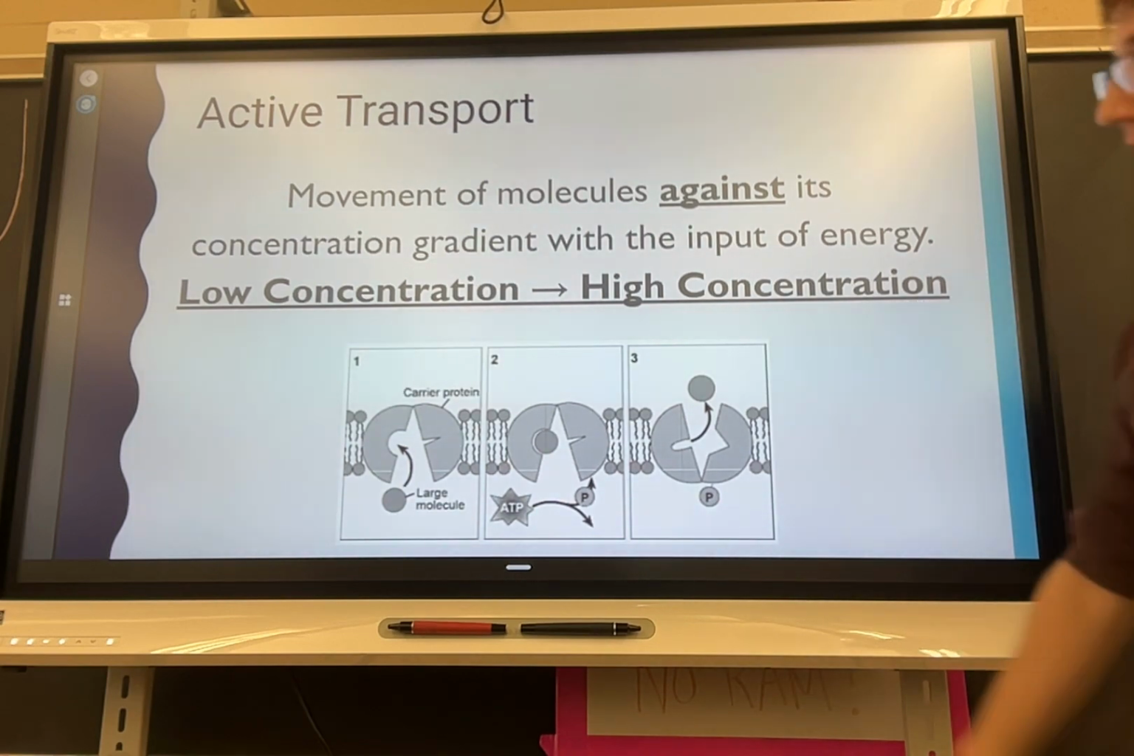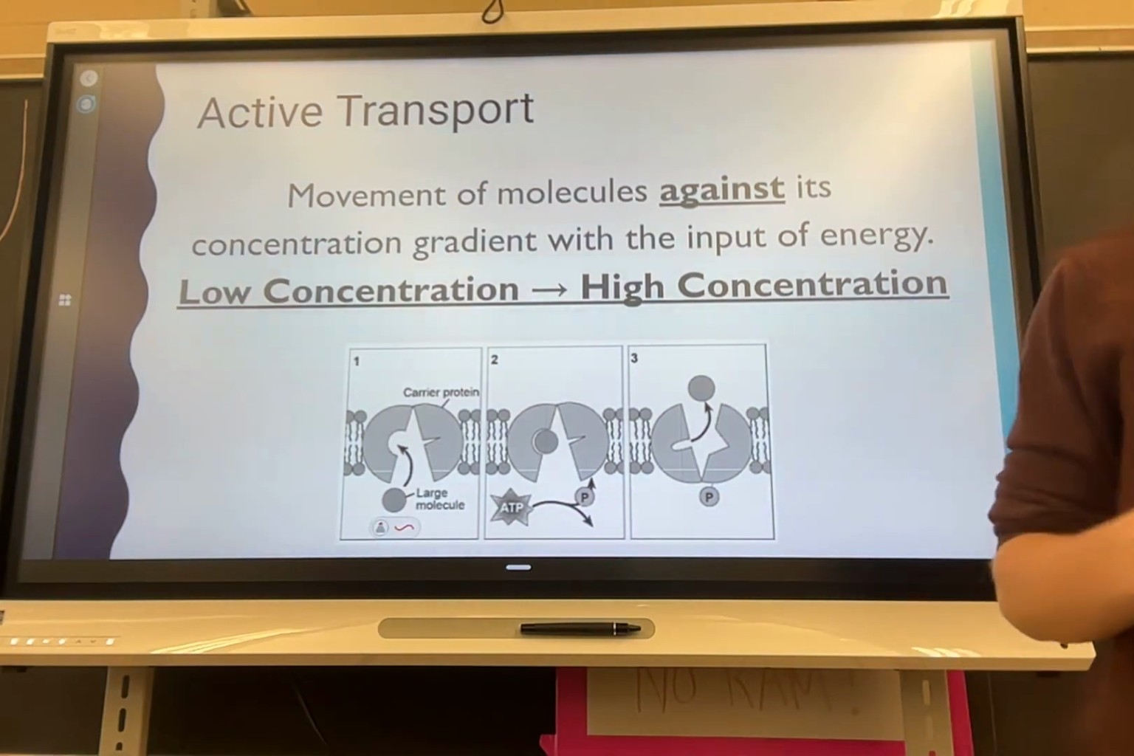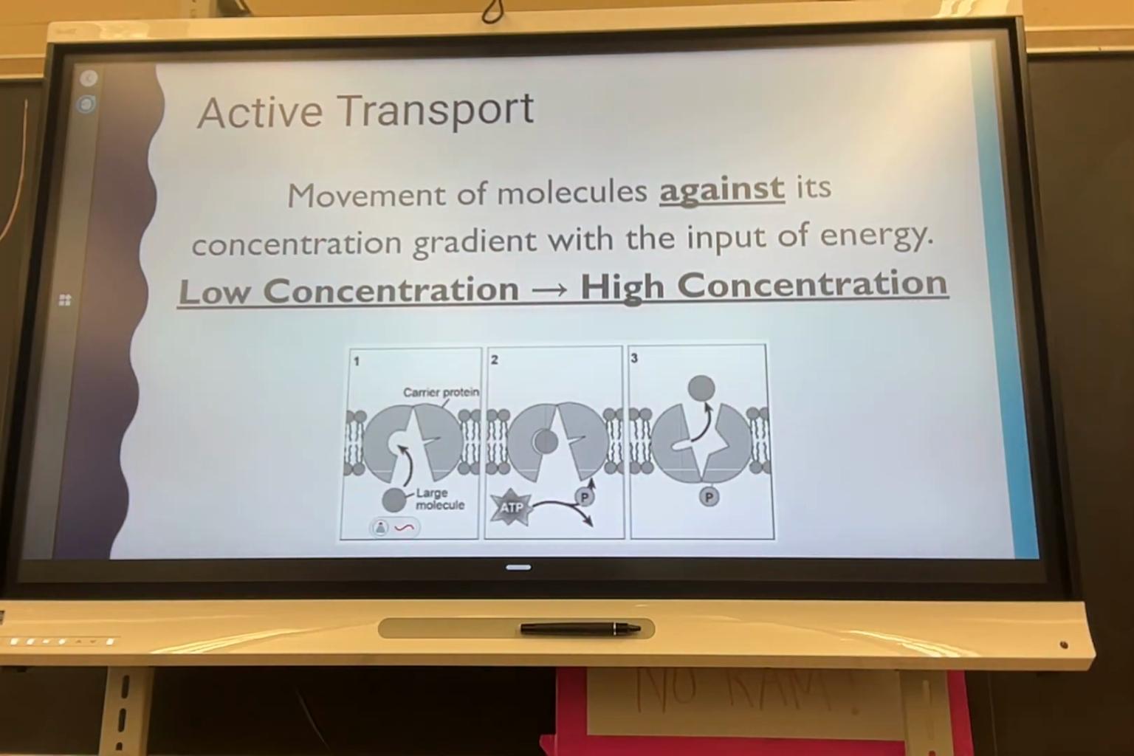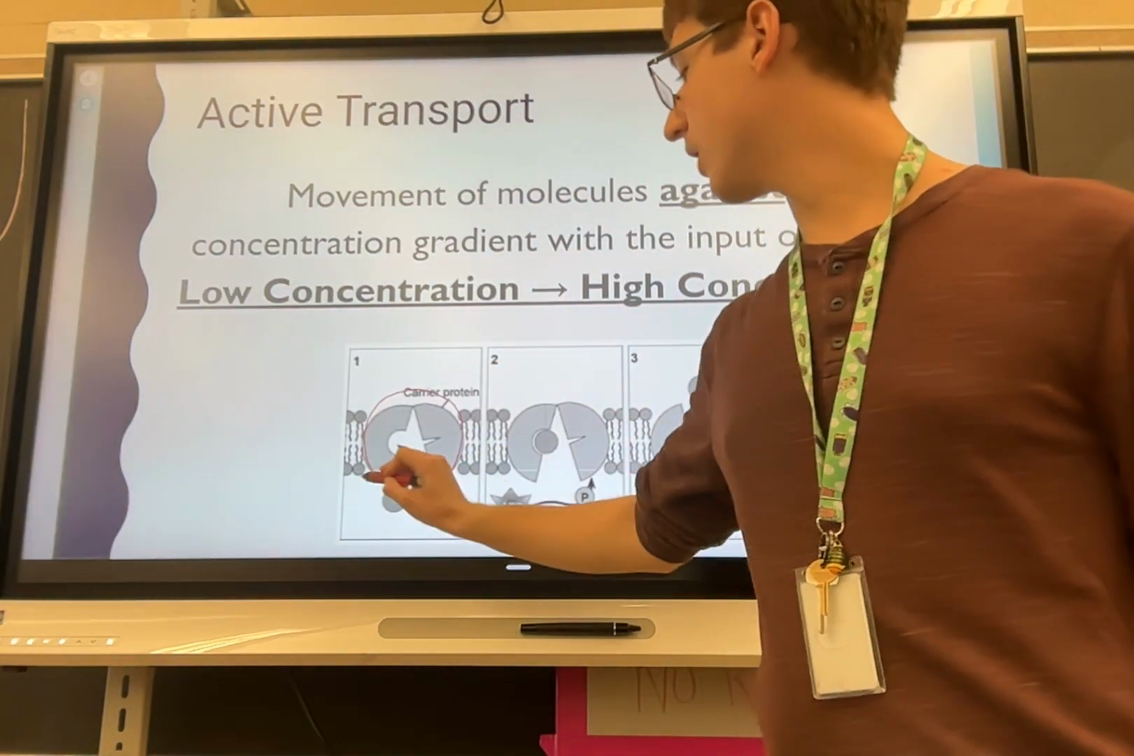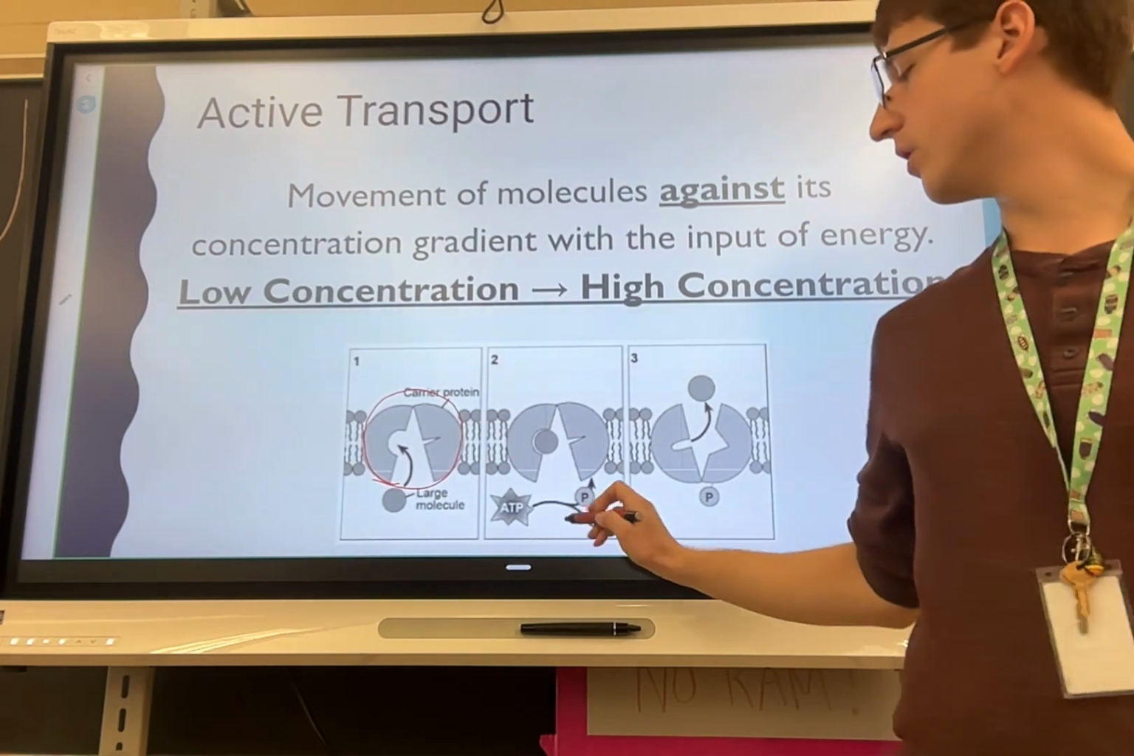So you can see on the bottom we have a carrier protein. What other method of transport did we say use carrier proteins? What type of passive transport? Facilitated diffusion. Good. So yes, we have our carrier protein with our molecule.